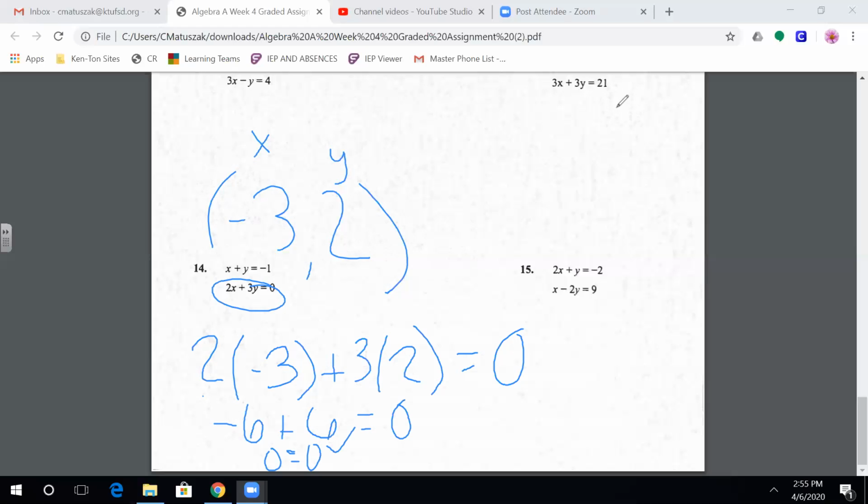So that is how you have to do 13 and 15 also. Both equations have to be multiplied by something in order to cancel out either the x or y.